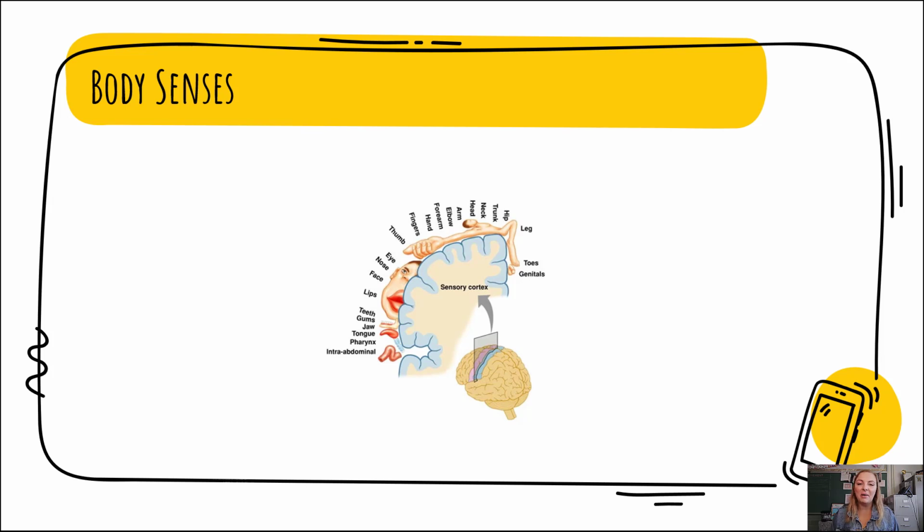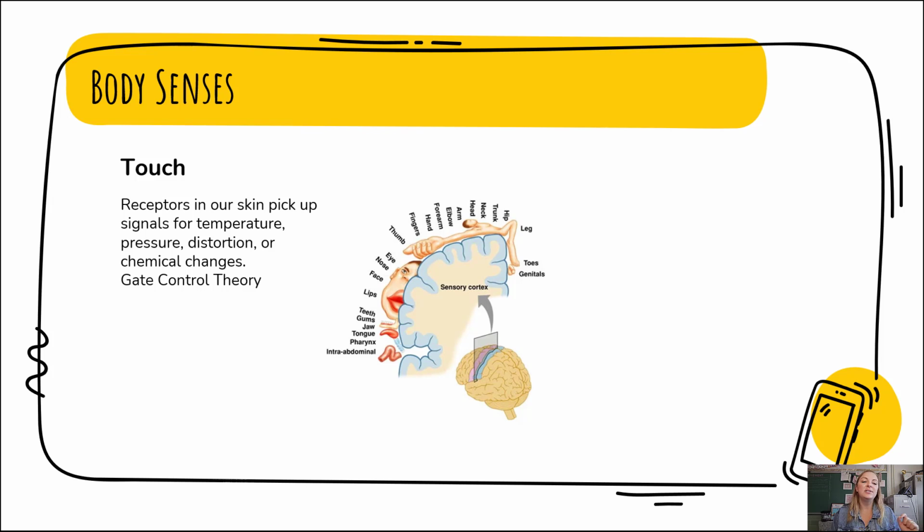Okay, next we're going to talk about our bodily senses. The first is the sense of touch. Our sense of touch is processed through receptors in our skin, and we have different types of sensors for different types of information. We have receptors for temperature, pressure, distortion, or chemical changes.